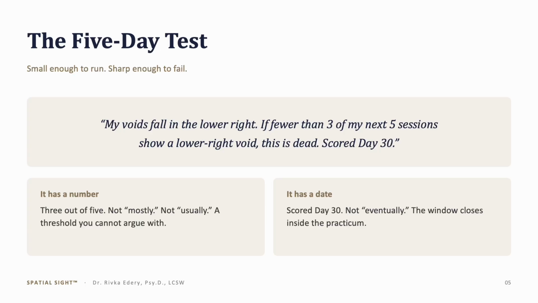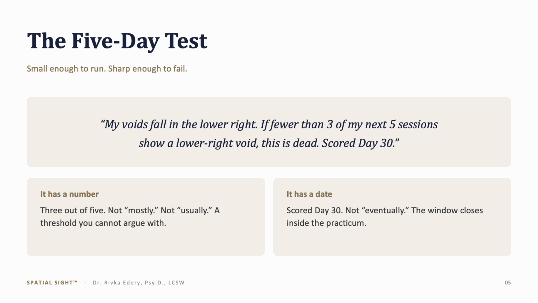So what does a 5-day test look like? It has to be small enough to run and sharp enough to fail. Here's one. My voids fall in the lower right. If fewer than 3 of my next 5 sessions show a lower right void, this is dead. Scored day 30. Look at what that sentence has.